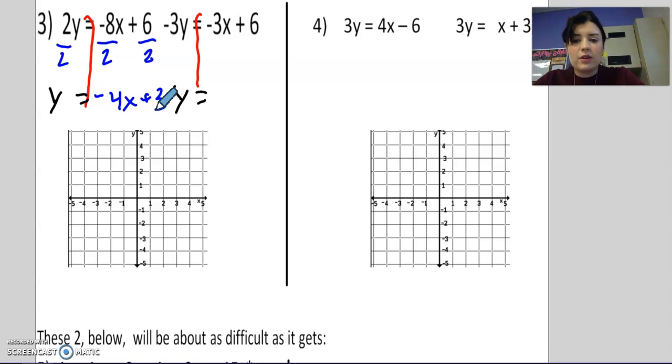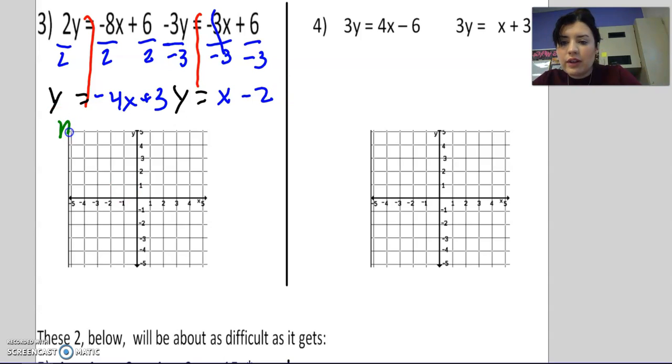Now let's go to the other side. We have to divide by negative 3 on both sides because we want to get it away from the y. Negative 3 divided by negative 3 is just 1, so we're going to write x. And then 6 divided by negative 3 is negative 2, so we put minus 2.